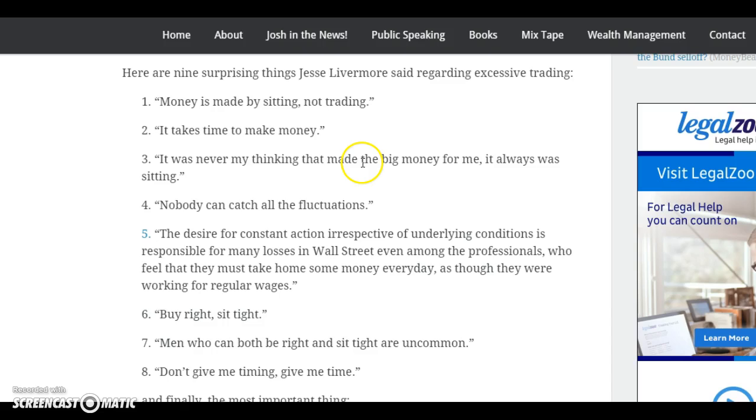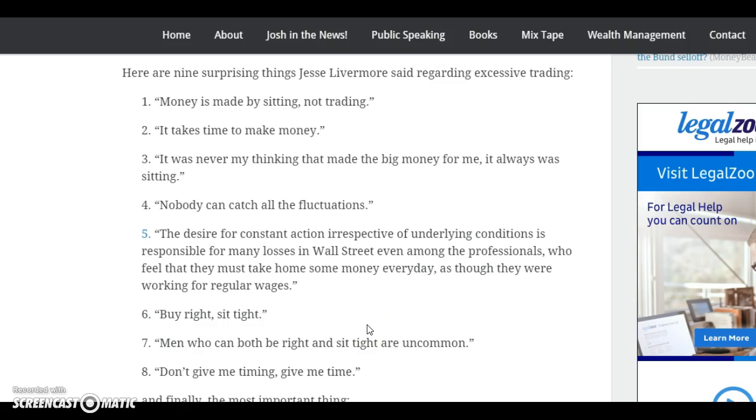It was never my thinking that made the big money for me. It was always sitting. Nobody can catch all the fluctuations. The desire for constant action, irrespective of underlying conditions, is responsible for many losses in Wall Street, even among the professionals, who feel like they must take home some money every day as though they were working for regular wages. Buy right, sit tight. Men who can both be right and sit tight are uncommon. Don't give me timing, give me time.